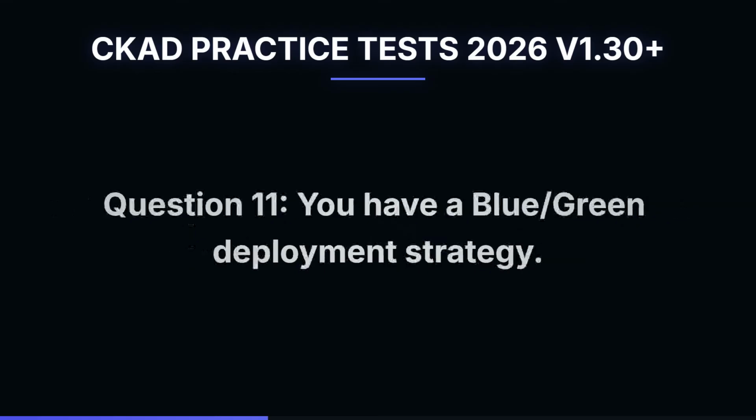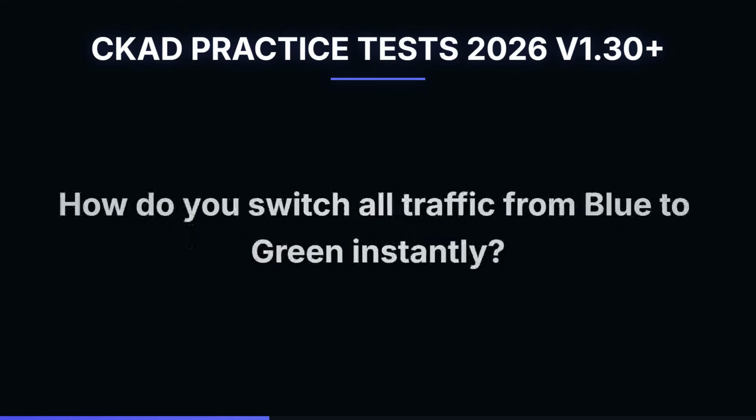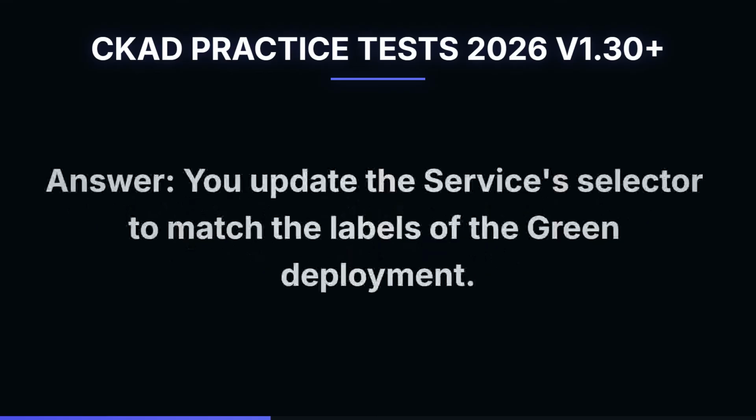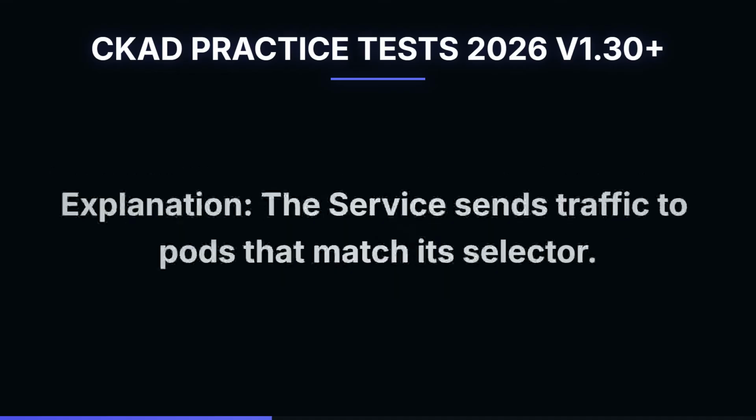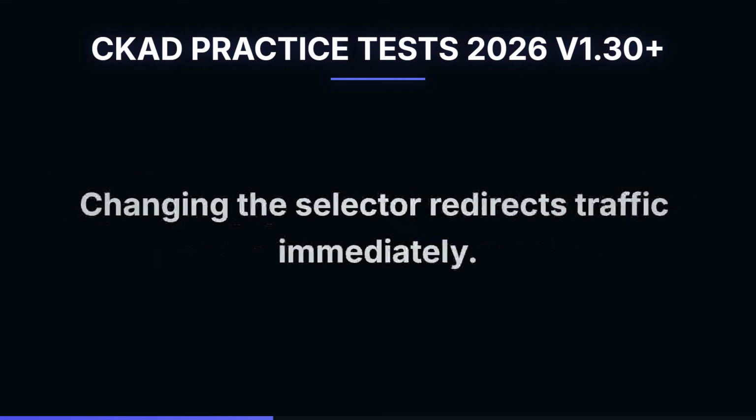Question 11. You have a blue-green deployment strategy. How do you switch all traffic from blue to green instantly? Answer: you update the service's selector to match the labels of the green deployment. Explanation: the service sends traffic to pods that match its selector. Changing the selector redirects traffic immediately.